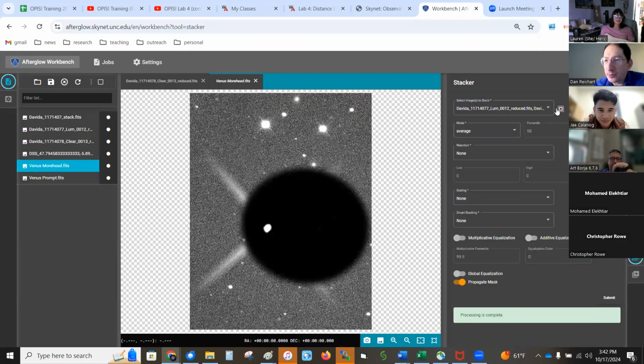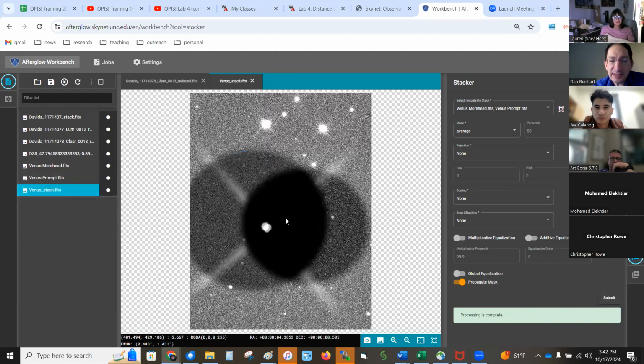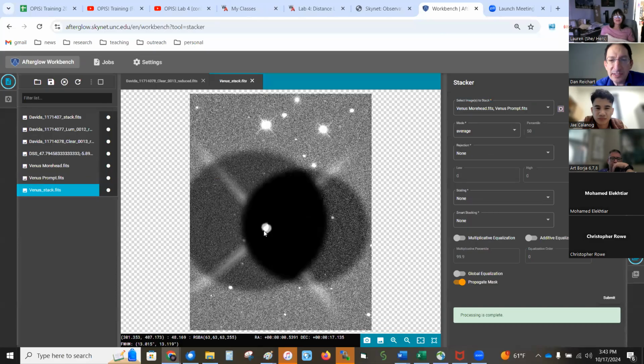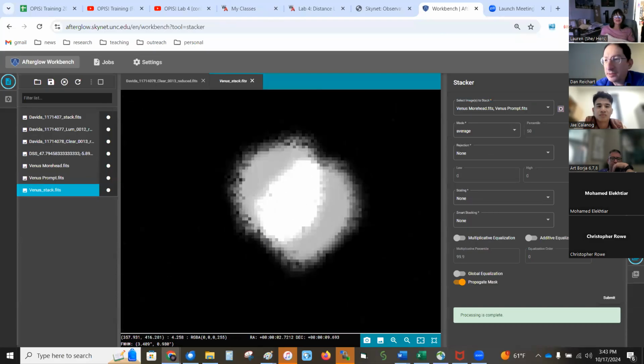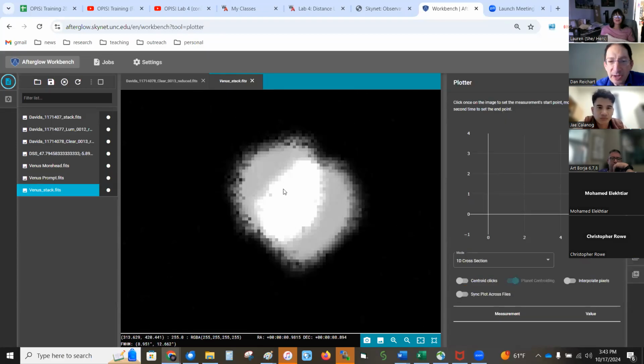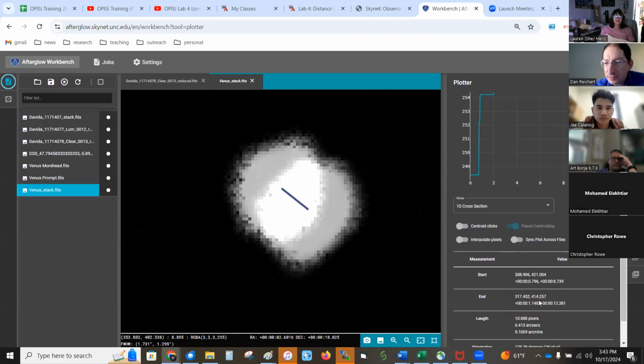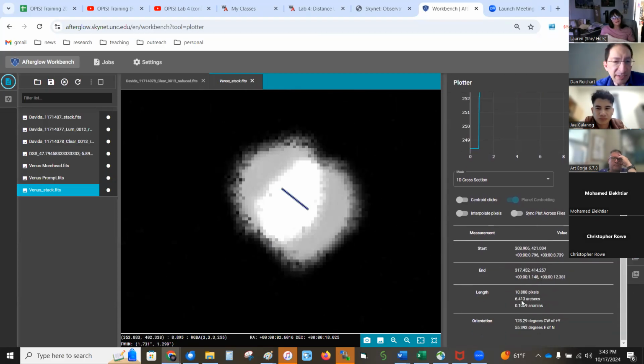So to make that measurement, we're going to stack Venus, propagate mask to keep the same cropping and submit. And here's the Venus stack. And so you can see, right? I don't even have to adjust the brightness and contrast. You can see the parallax there. Can't use centroiding because they overlap, but eyeball the center of one, the center of the other, about 6.4 arc seconds.